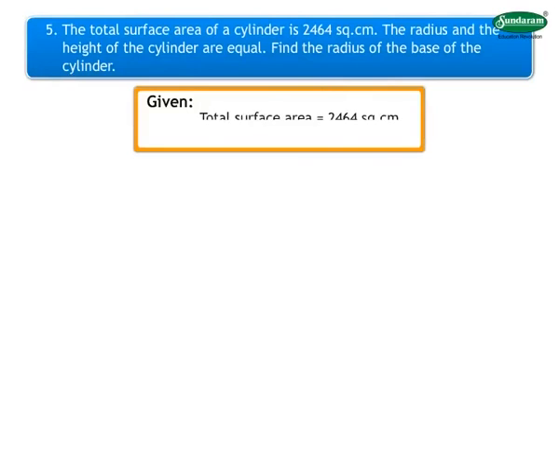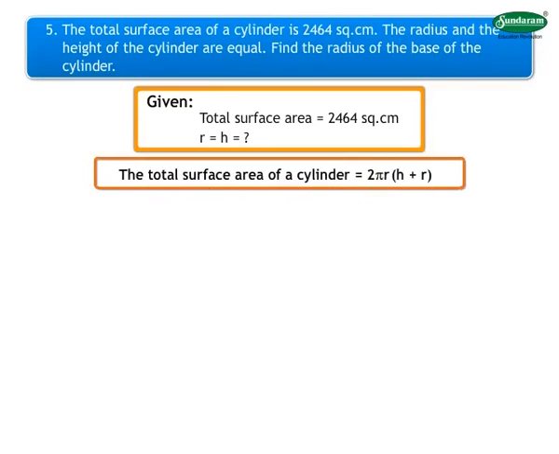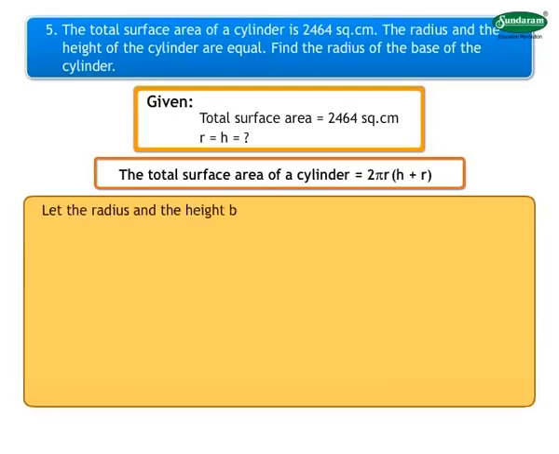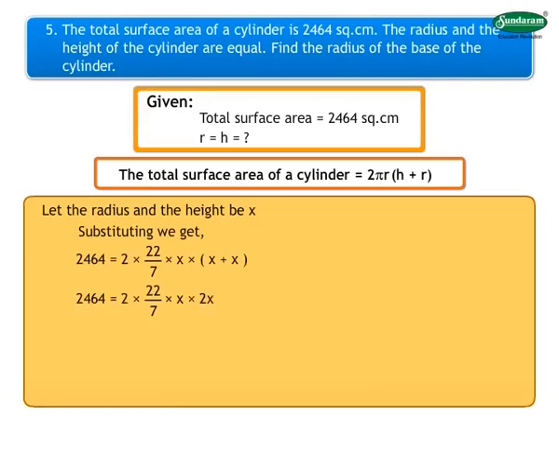Given. Total surface area is equal to 2,464 square centimeter. Radius is equal to height, which is not given, and we have to find it. By substituting the formula, the total surface area of a cylinder is equal to 2 pi r into h plus r. Let the radius and the height be x. By substituting, we get 2,464 is equal to 2 into 22 upon 7 into x plus x, which is equal to 2,464 is equal to 2 into 22 upon 7 into x into 2x, which means multiplying x and 2x.